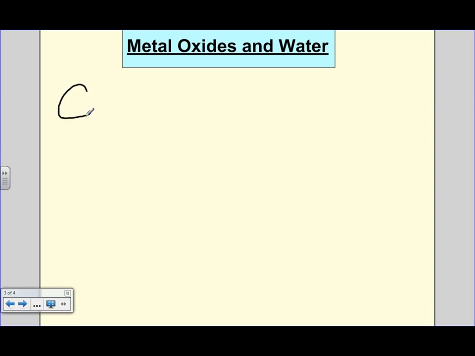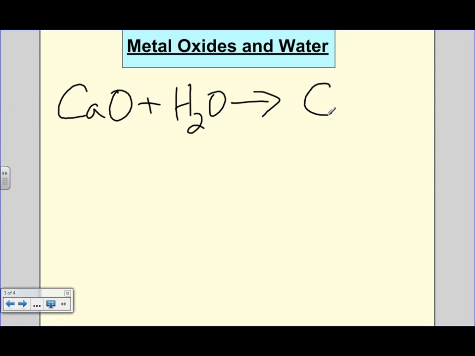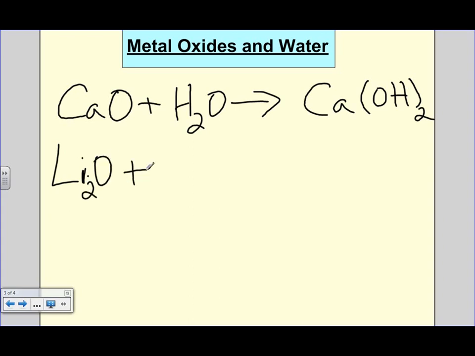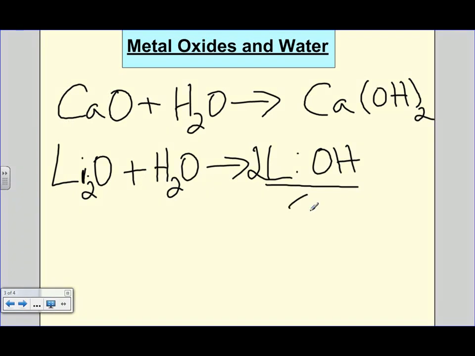For example, if we were to take calcium oxide and add it to water, metal oxides are normally basic when they react with water. So in this case, we'd make the calcium hydroxide, Ca(OH)2. So again, if we were to take lithium oxide, Li2O, and add it to water, we would expect to make the lithium hydroxide. Two of them.